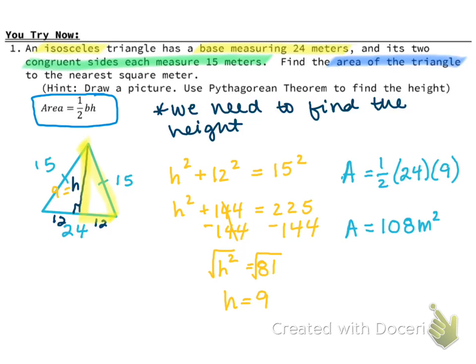Okay, so I know there was a lot to this problem, but when you have this isosceles triangle, we just need to draw that line down the middle and use the Pythagorean theorem to find the height, and then we just use the area formula. And that is my final answer.